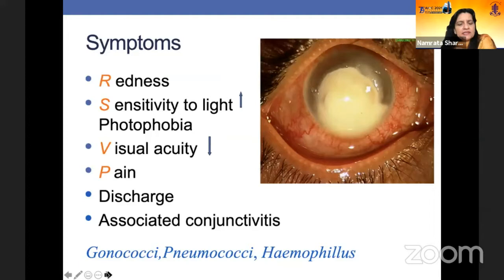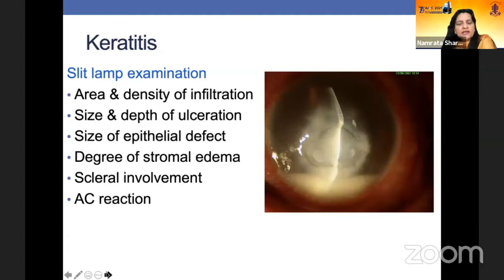The symptoms are redness, increased sensitivity to light or photophobia, decreased visual acuity, pain, discharge, and associated conjunctivitis, which may be associated with gonococci, pneumococci, or Haemophilus. It is important to do a good slit lamp examination to see the area and density of infiltration, size and depth of ulceration, size of the epithelial defect, degree of stromal edema, scleral involvement, or AC reaction. It is always advisable to do photo documentation of these cases so that you know how they follow up. But in case you do not have photographic follow-up, you can draw a diagram, so that when the patient comes for follow-up, you know where the patient is.